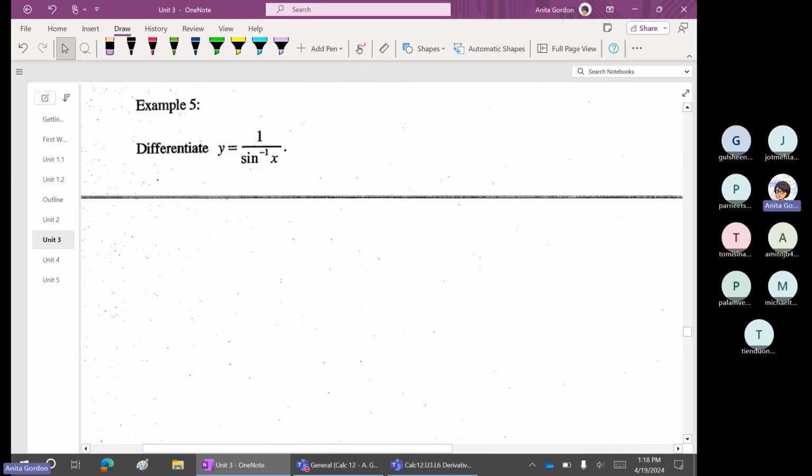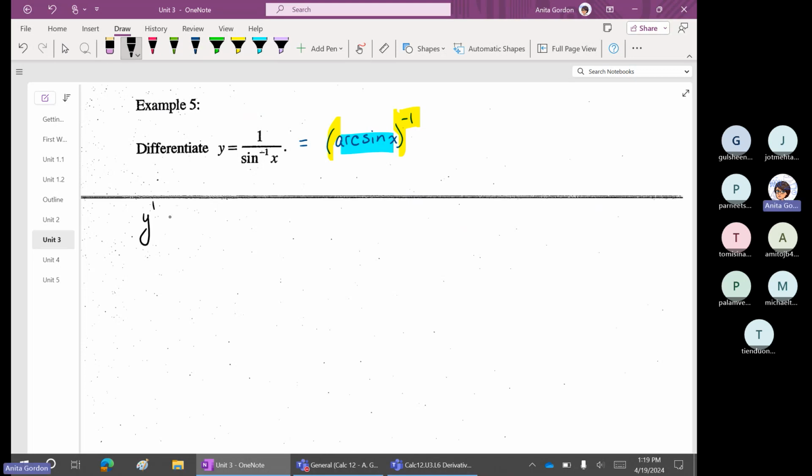Example 5, our last one here. It looks like a quotient rule. However, let's rewrite it. Let's call this arc sine x to the minus 1. So this is a chain rule, right? Our outside function is a power, and our inside function is an arc sine.